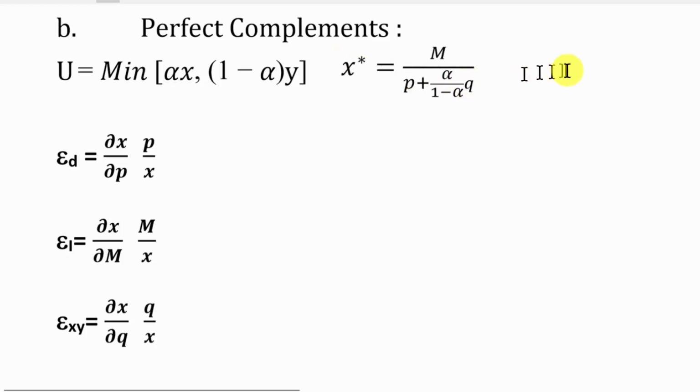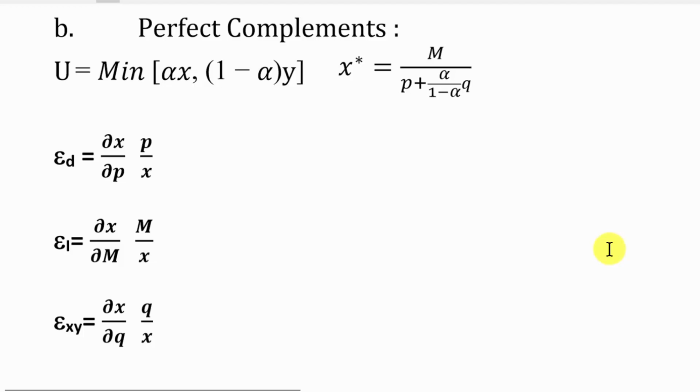And we derived the Marshallian demand for x and y. Let's just focus on the one for x here. So the Marshallian demand for x is the budget divided by the price plus alpha over 1 minus alpha, those fixed proportions in which you want to consume x and y, times q. Let's go through the steps here again for the own price elasticity, income elasticity, and the cross price elasticity here.